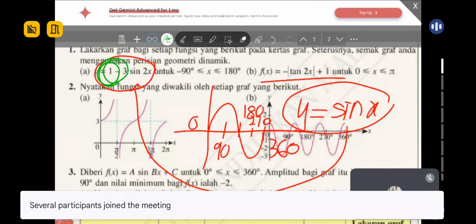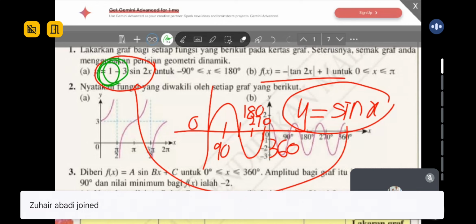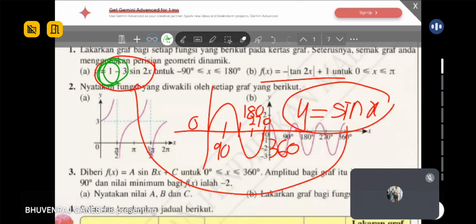Adakah kamu akan lukis graf-graf yang berasingan untuk setiap perubahan? Secara logik, sebab kat sini ada 3 perubahan kan? Adakah kamu akan buat satu perubahan, satu graf, satu perubahan, satu lagi graf? Will you guys draw separate graphs for all the changes over here? Think logic.